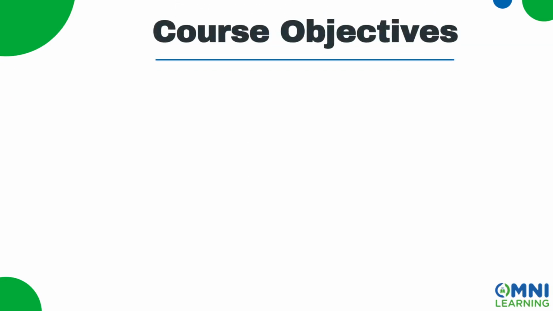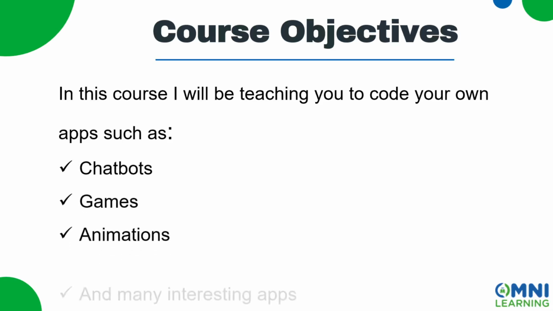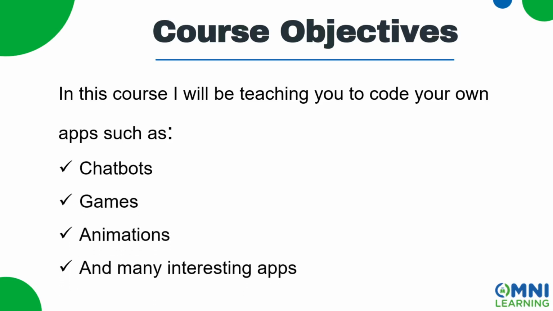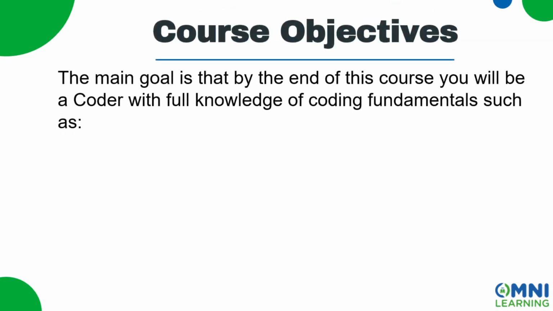With that being said, let's talk about the objectives of this course. So in this course, I'll be teaching you to code your own apps. And these apps will include things like chatbot, games, animations, and some more interesting things. So continuing with the objectives, the main objective of this course is that by the end of it, you'll be a coder or you'll be a programmer.